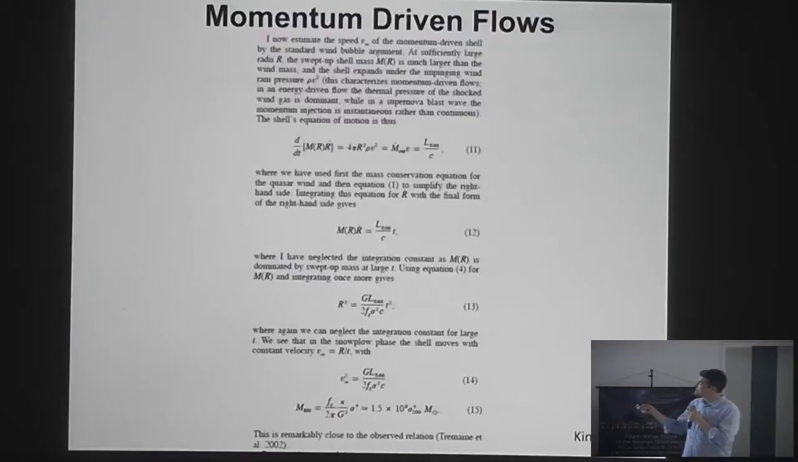Likewise, you can have momentum-driven outflows. These essentially come from radio jets, and there you can actually drive a lot of momentum, but it's very much collimated. And so again, a black hole will drive a certain amount of mass outward.